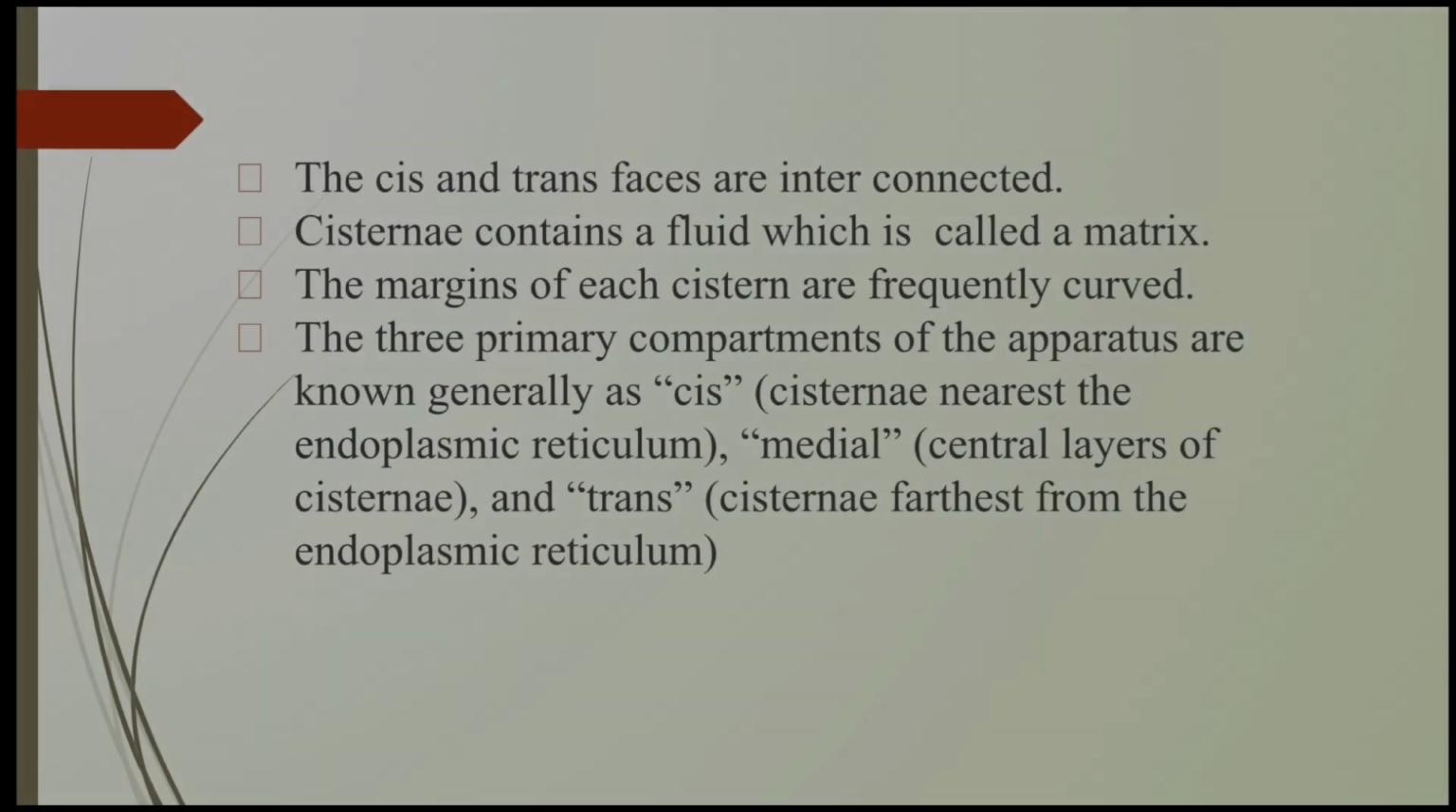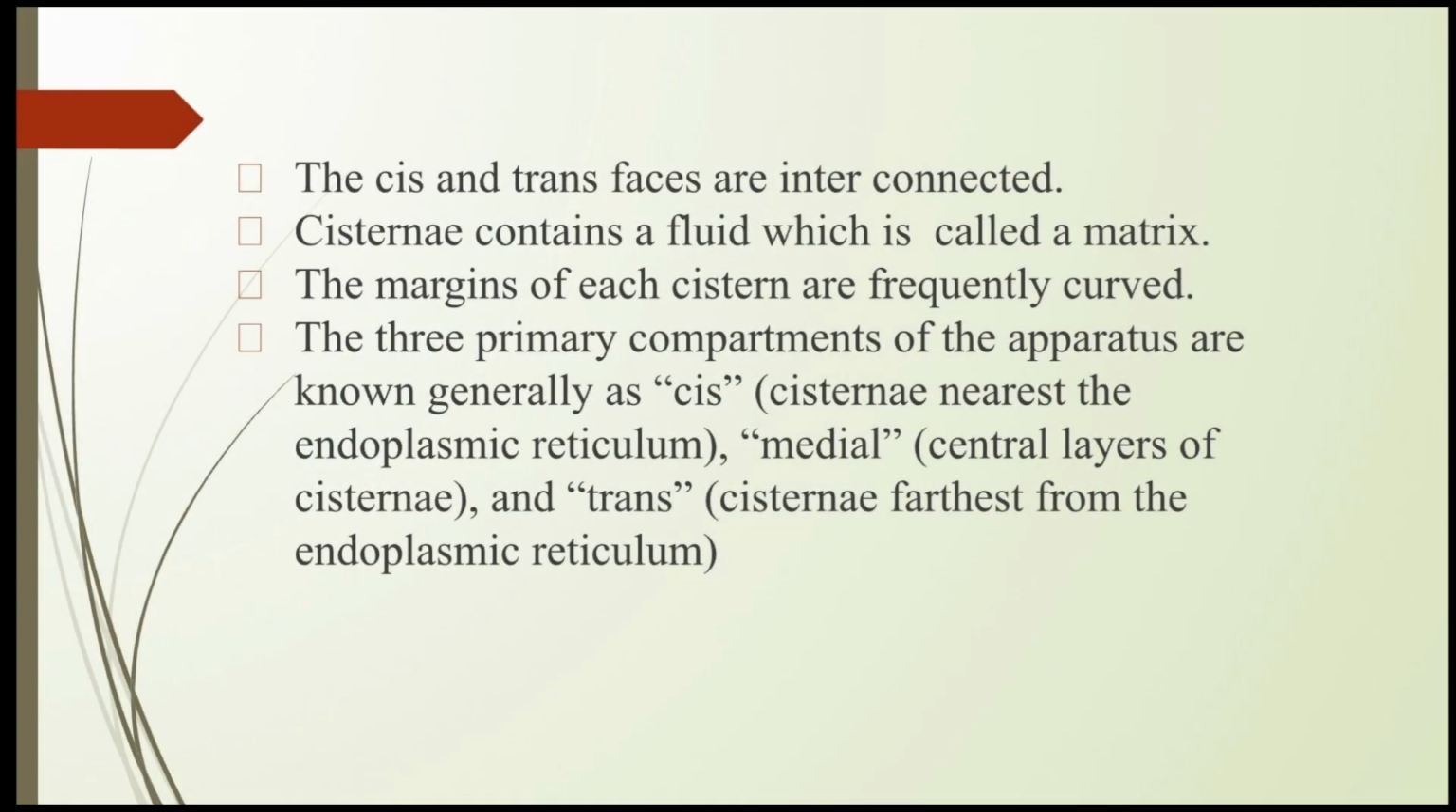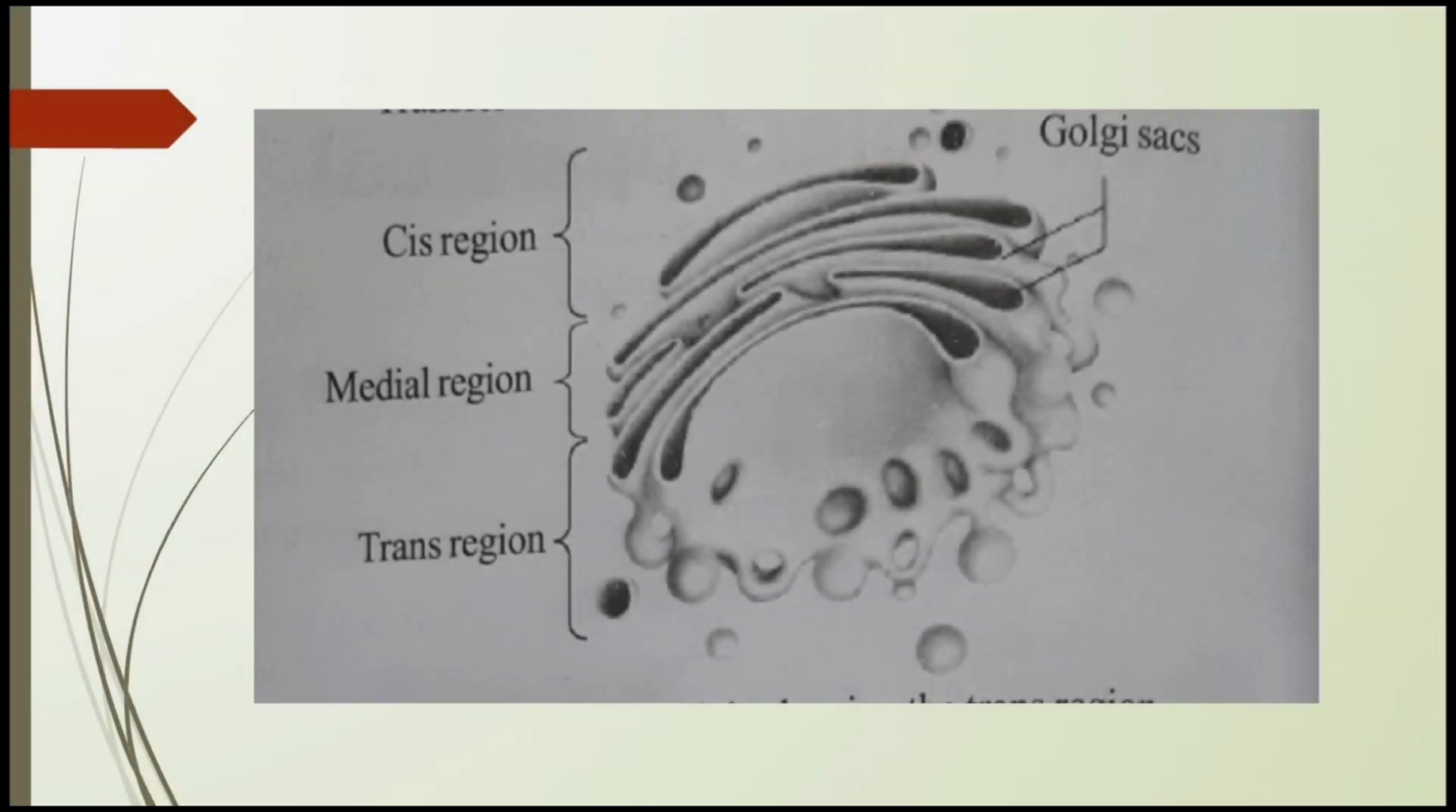The fluid present in the cisternae is called as matrix. The margins of each cisterna are curved. It has three compartments. They are cis, medial and trans. Cis and trans phase are interconnected. Cis phase is present near to the endoplasmic reticulum. Trans phase is present far from the endoplasmic reticulum. Medial is the center layer of the cisternae. This image shows the cis, medial and trans region of the Golgi complex.